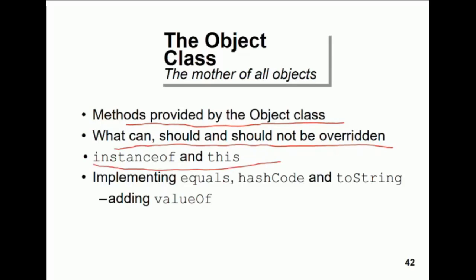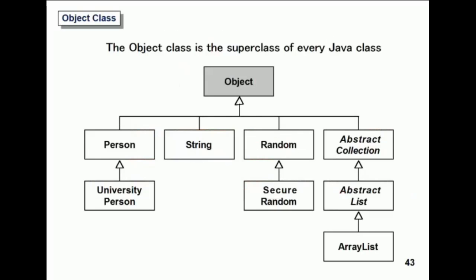Instance of this, which you're probably familiar with already. And we look at some key methods. So we're going to focus on some key methods, which are equals, hashCode, toString, and we'll consider adding a method called valueOf. Okay, so valueOf does not exist in the object class, but we'll look at the benefits of having it within your classes.